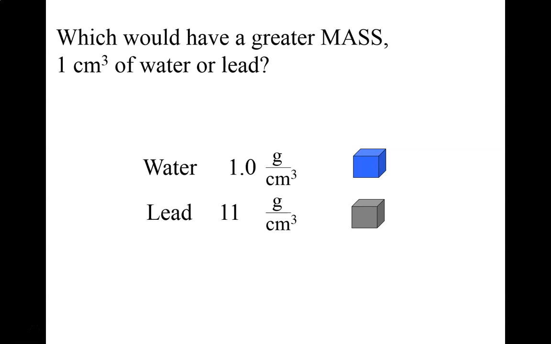Some questions that I might ask you along these lines, probably with different materials though. Which would have a greater mass, 1 cubic centimeter of water or 1 cubic centimeter of lead? What we have is the same size piece. Which is going to have a bigger mass, the chunk of water or the chunk of lead? The chunk of lead is. Water is going to have a mass of 1, and lead is going to have a mass of 11. So that's one way I can word this.